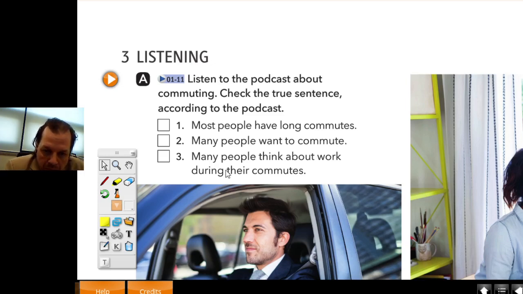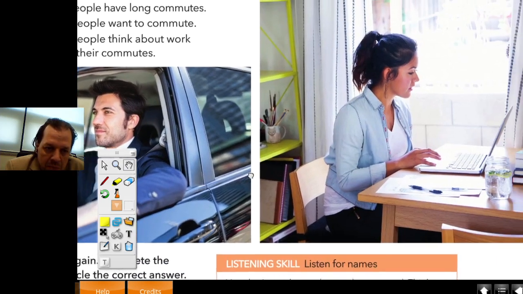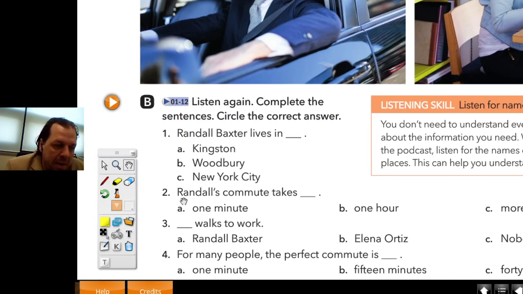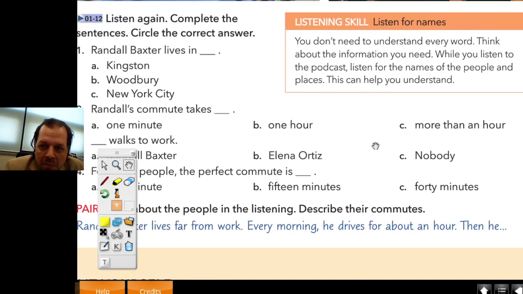So, you can tell me what you found for an answer there. As well, you can double back, listen again if you'd like, and circle each correct answer.